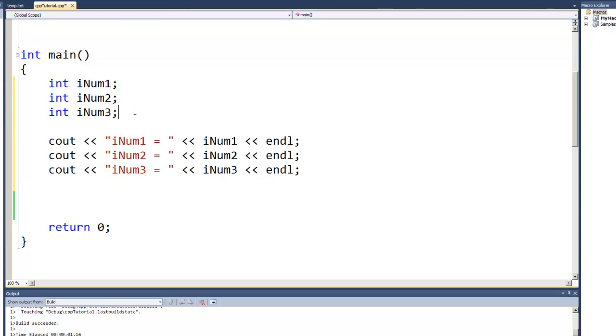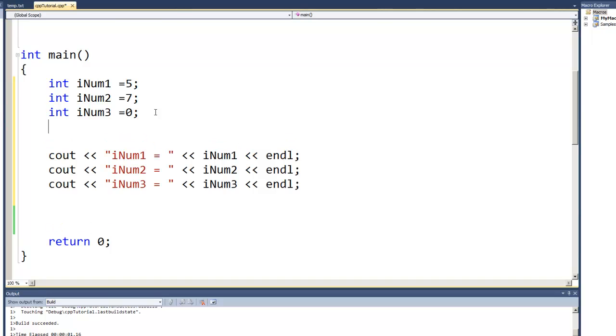What we're going to do is give a couple of initial values to these. So inum1, let's make it 5. Inum2, let's make 7. And inum3, let's make 0. And we're going to end up using inum3 to store the results of our calculations.